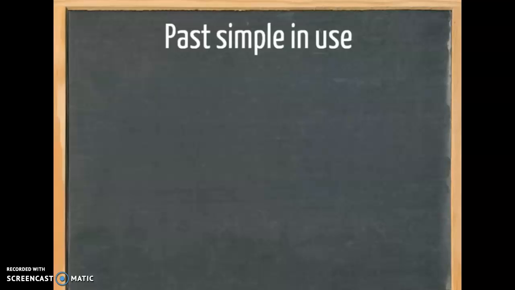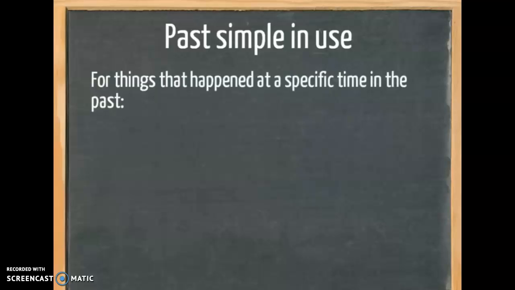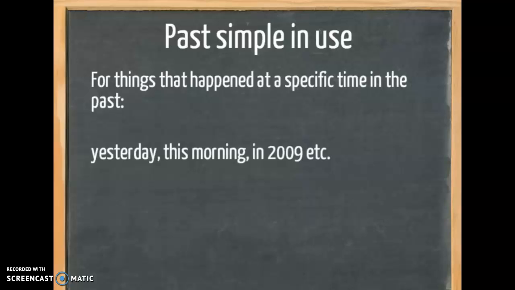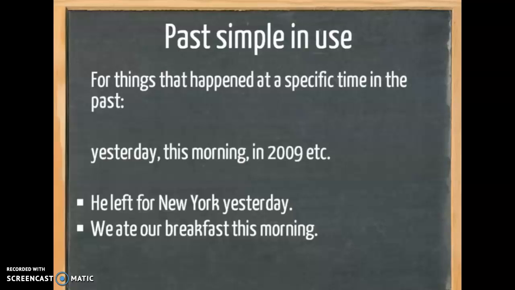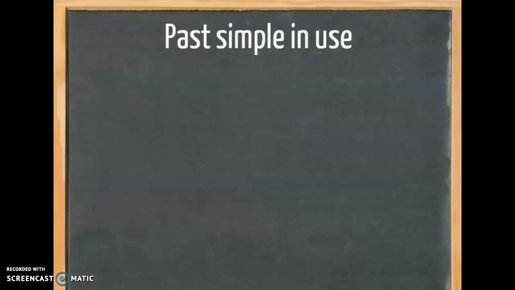We use the past simple for all things that happened at a specific time in the past. We can use words like, for example, yesterday, this morning, in 2009, and so on. He left for New York yesterday. We ate our breakfast this morning, and they got married in 2009.